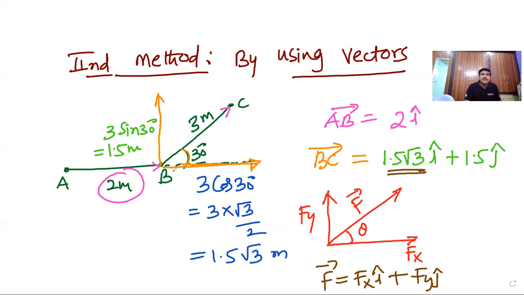This BC vector is having a horizontal component of 1.5 root 3 in place of Fx, and towards positive x-axis the unit vector is i cap, plus this vector is having a vertical component of magnitude 1.5 meters in place of Fy, and the unit vector along positive y-axis is j cap. These are the two vectors. Clear? Now, let us come to the conclusion.